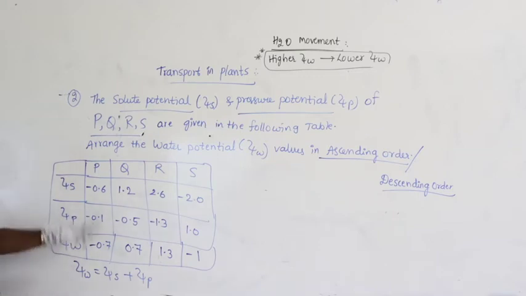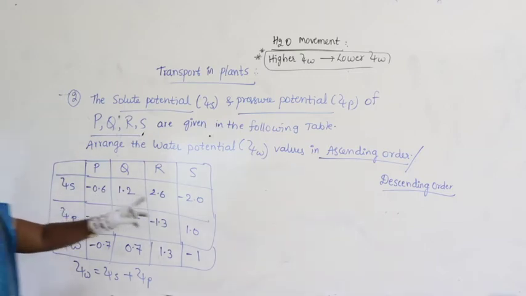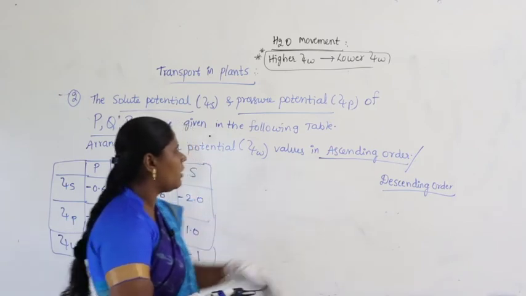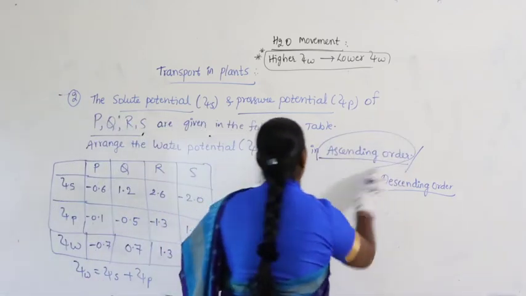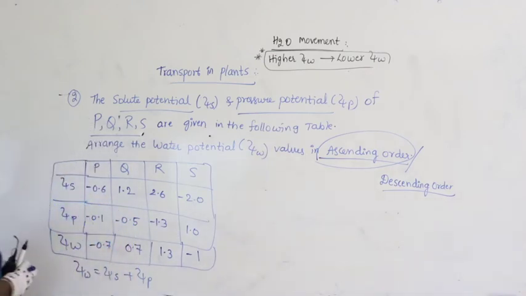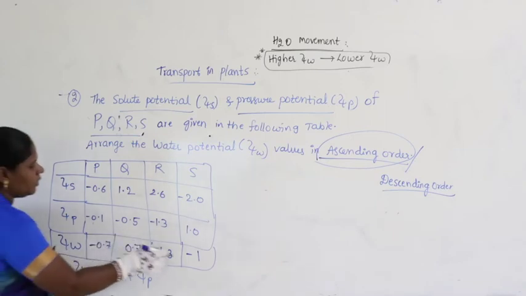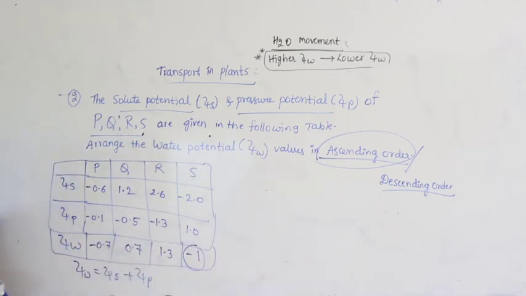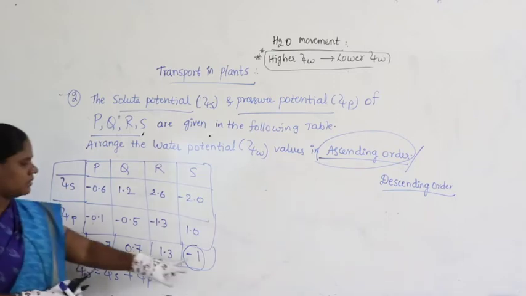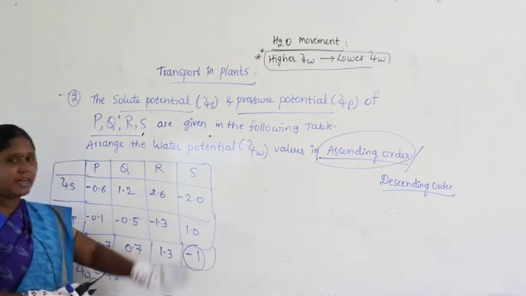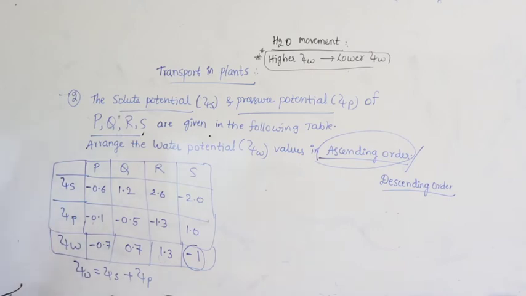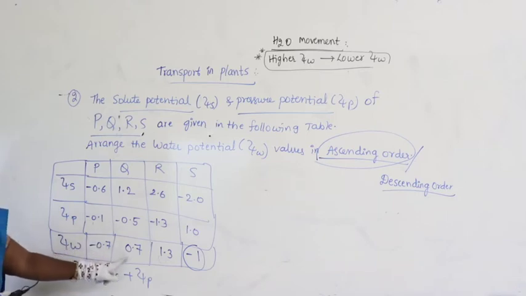Now, what is the question? The question mentions ascending order. Which cells have the lowest water potential? The lowest water potential is the one which has the greater minus value. Minus 1 is the smaller value, but it has the greatest water potential. Let us take the condition. For example, if you take minus 0.7 and plus 0.7, you have two cells with minus 0.7 and plus 0.7.